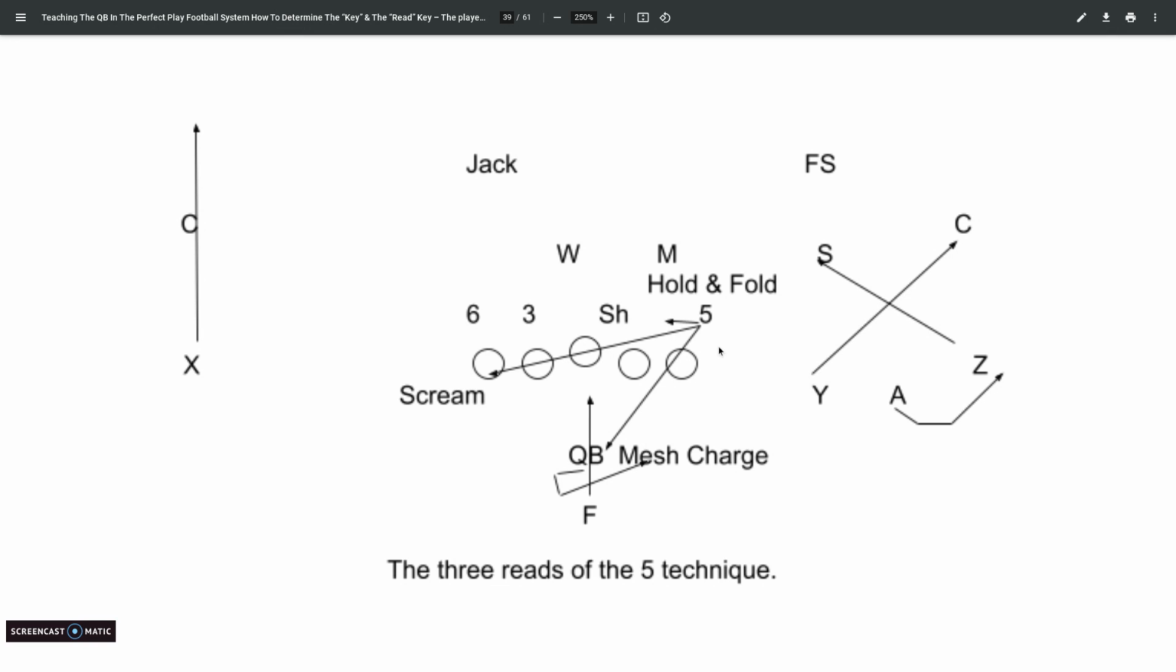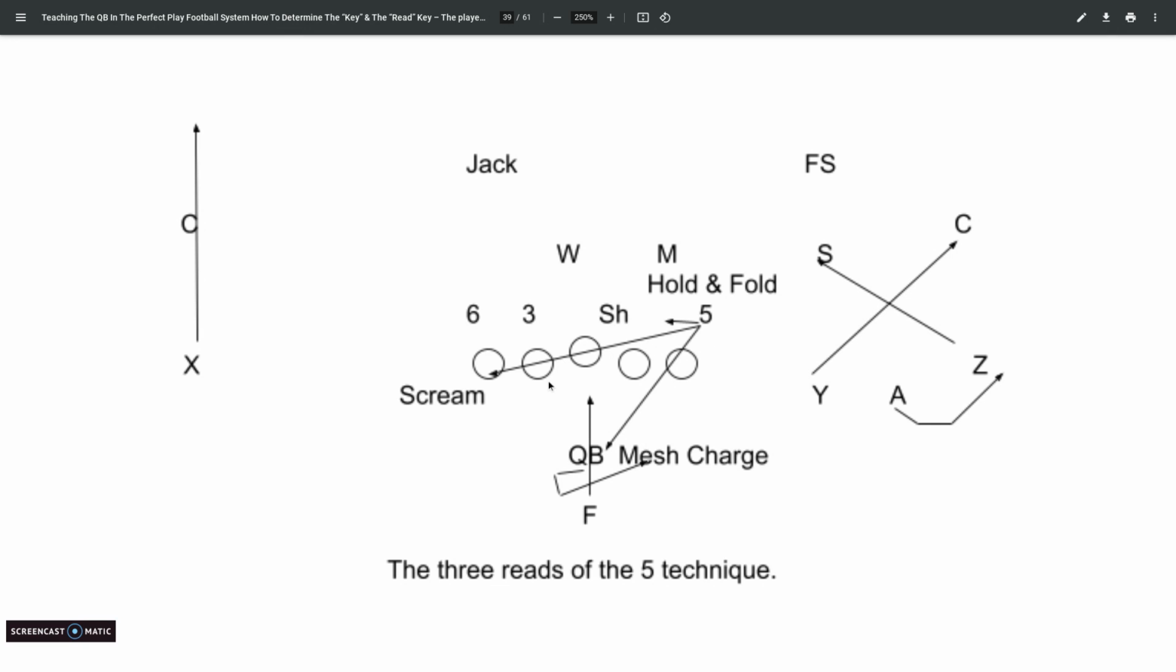And when we teach quarterbacks to read defenders, we teach them to read three things, whether it's a pass defender, whether it's a run read defender, whatever it is. We only show them three movements, and that teaches them how to respond properly to those movements. So once again, a scream, a lot of times accompanied by a scrape by the linebacker. Scream down the line of scrimmage. You have a mesh charge at the mesh point, and you have a hold and fold where they're shuffling down the line of scrimmage and squeezing from the outside in.